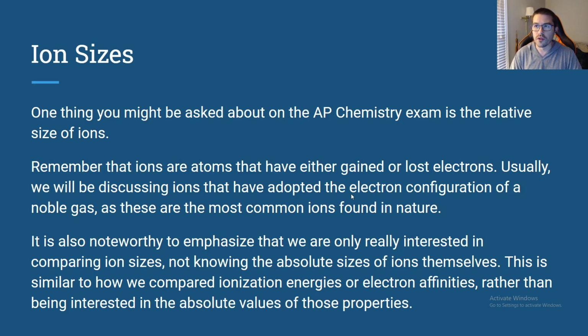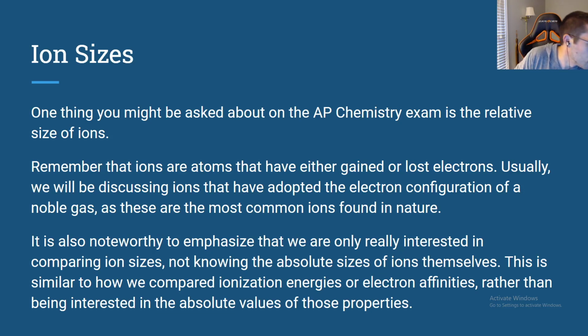Okay, there were a lot of folks on the previous assessment who struggled with this aspect of ions. So I want to talk a little bit about that right now. Ions tend to form and tend to adopt the electron configuration of a noble gas. Okay, that's that 8 valence electron situation, right?